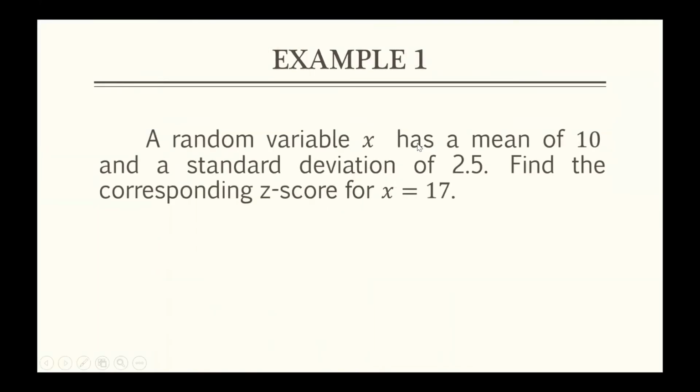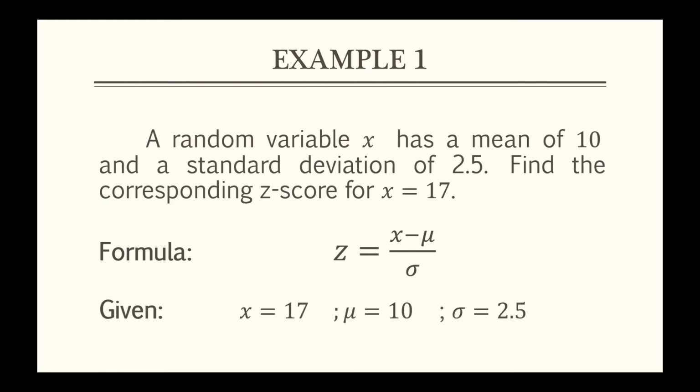Let's have example number 1. A random variable x has a mean of 10 and a standard deviation of 2.5. Find the corresponding z-score for x equals 17. So first, we have to identify the given in the problem. Using the formula, z equals x minus mu all over sigma. So for the given, the value of x or the raw score is 17. The value of the mean in the problem is 10. And the standard deviation is 2.5.